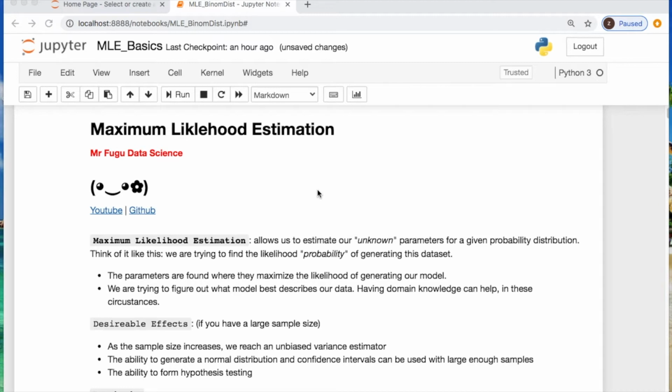Now, let's think about this. Suppose that we have some data. We suspect it has a given distribution type, but we don't know the parameters. Well, what do we do? This is where MLE shines. The parameters are found where they actually maximize the likelihood of generating our model from our given data. We're trying to figure out basically what model will best describe these data. And having a little bit of prior or domain knowledge will really help in these circumstances.